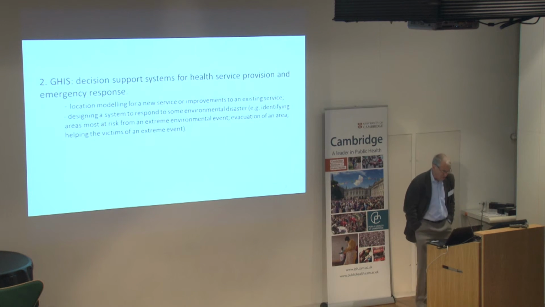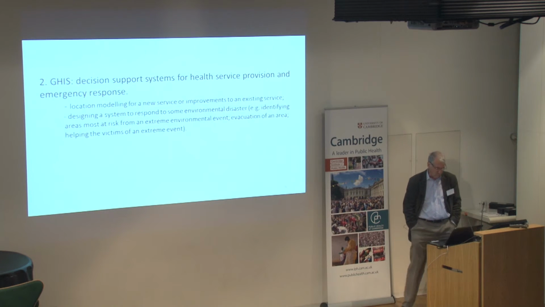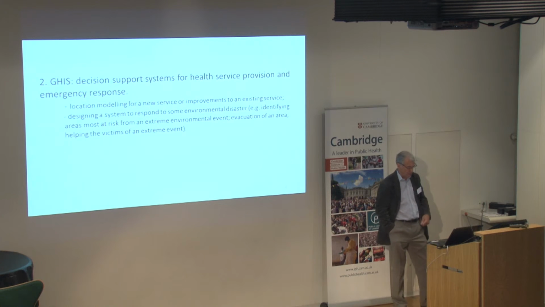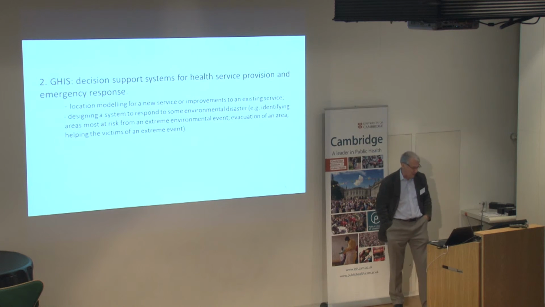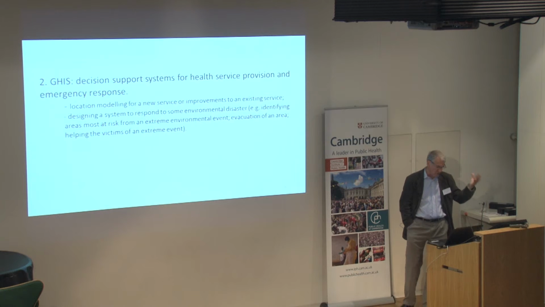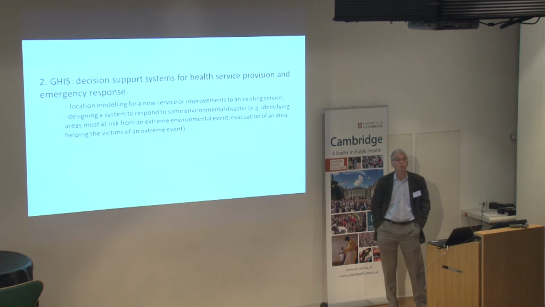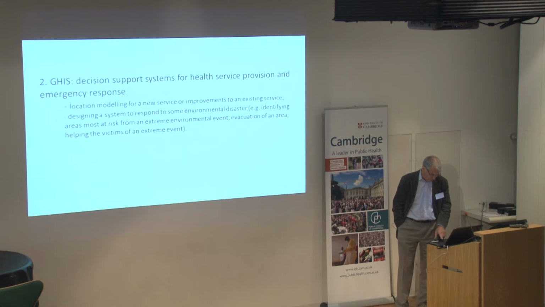These fall broadly into two categories: location modeling for a new service or improvements to an existing service, where to site a new facility, for example, which will best meet the needs of a spatially distributed population. Or designing a system to respond to some environmental disaster, for example, identifying places most at risk from an extreme environmental event and how responses might be structured to minimize the damage, the effect on the population of that event.